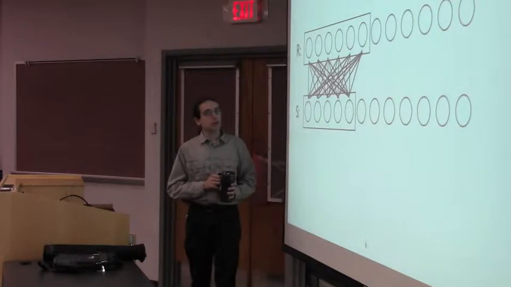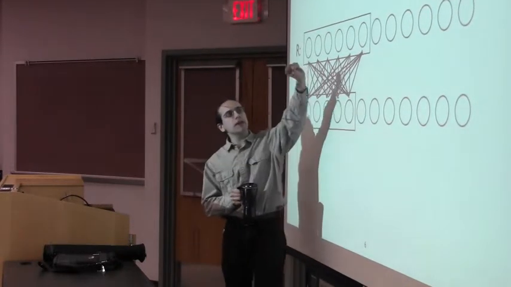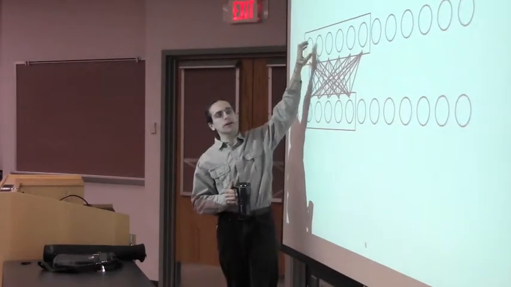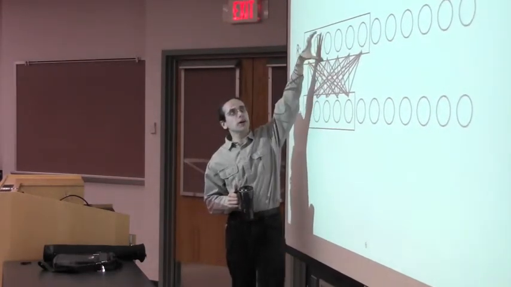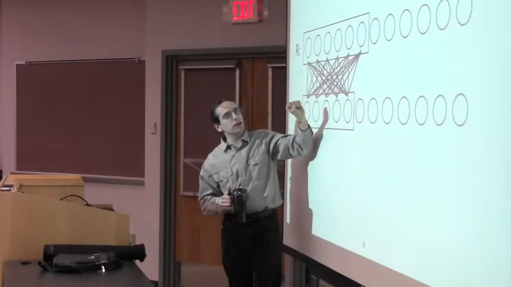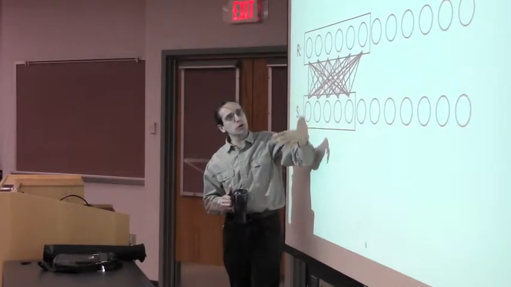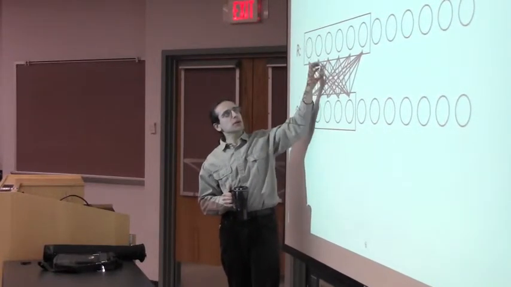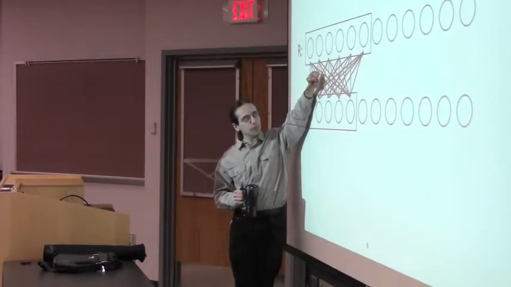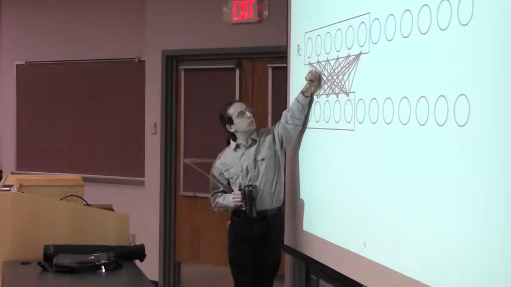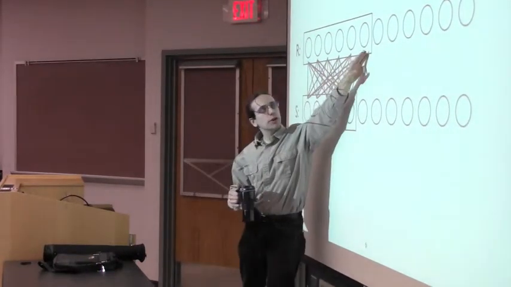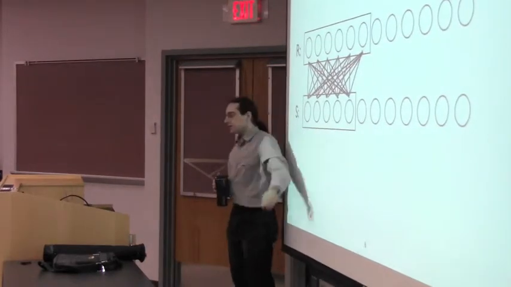More precisely, if you're trying to do R join S, we're not going to join every tuple of R against every tuple of S. We're going to define a window over each of these, and we're going to restrict the join to tuples that appear in a window at any given point in time. So for example, with these two particular windows, we join all of these tuples of R against all of these tuples in S.